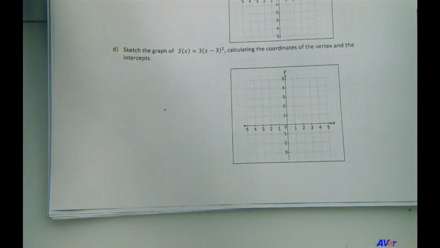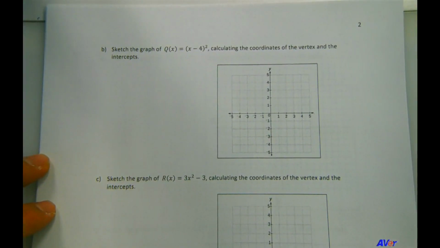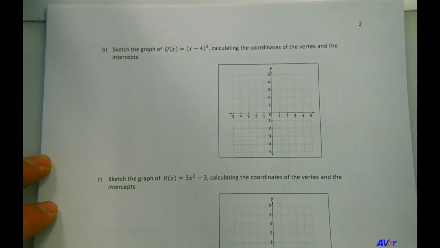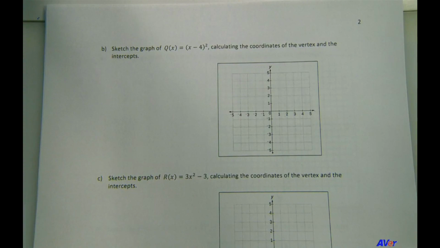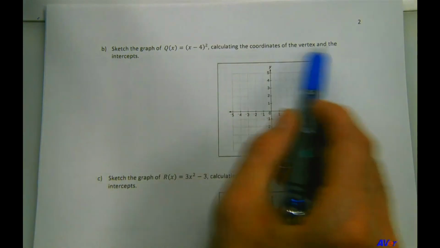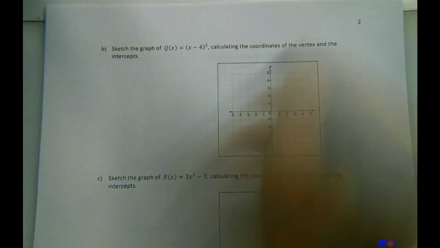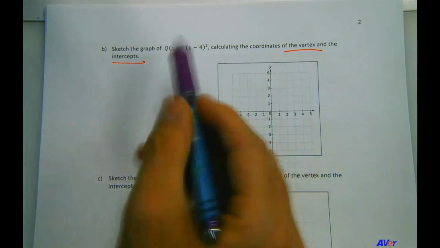This was an easy one, but for more complicated graphs, I will switch to the computer to show you a more exact version, because my manual graph may not be as good as it should be. Okay, so sometimes we'll do that. So, sketch the graph of this function, calculating the coordinates of the vertex again and the intercepts. So we need to find all of those.